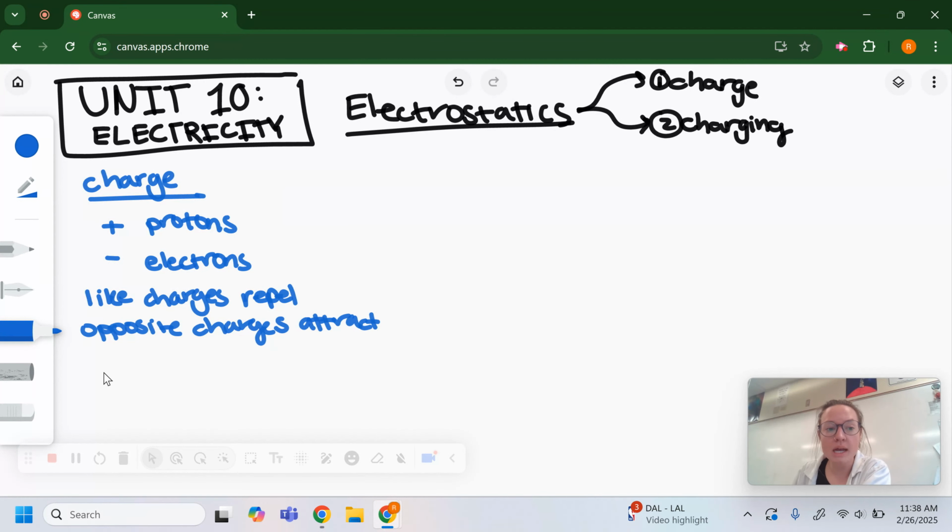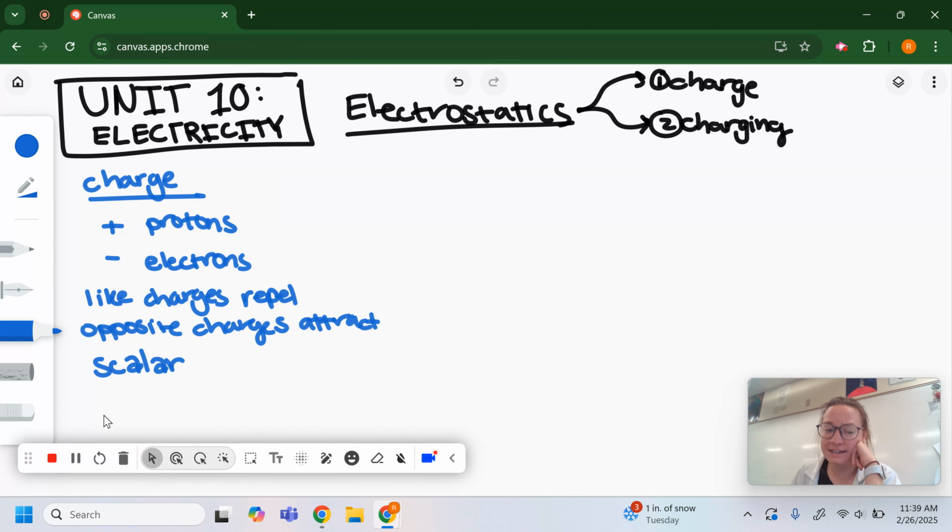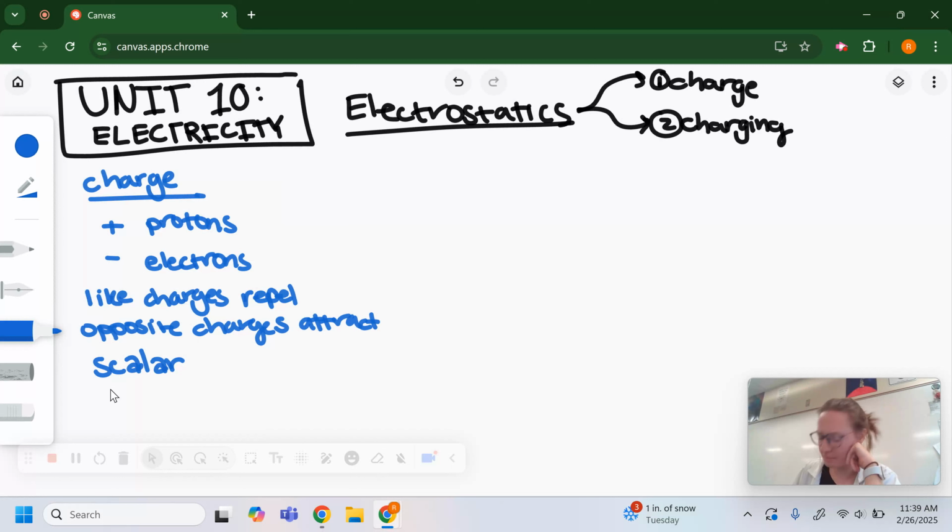There are two adjectives that we're going to use to describe charge. The first is that charge is scalar. That means that charge does not have a direction. Most students would say, yeah, charge doesn't have a direction, but then they get confused when we talk about positive charges and negative charges. They say, oh, so positive is like forwards and negative is like backwards. No, don't be goofy. Just because we have positive and negative does not mean that we have direction. Charge is scalar.